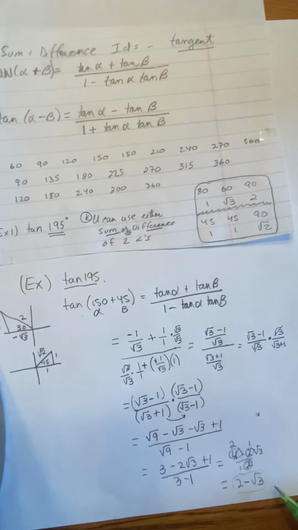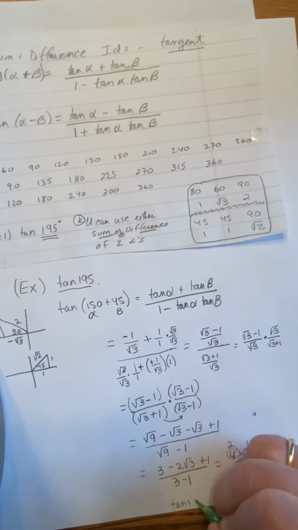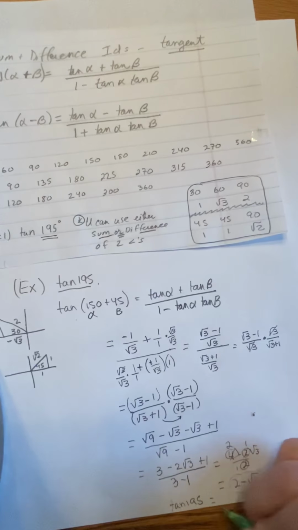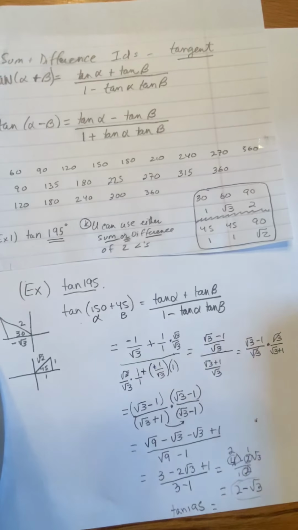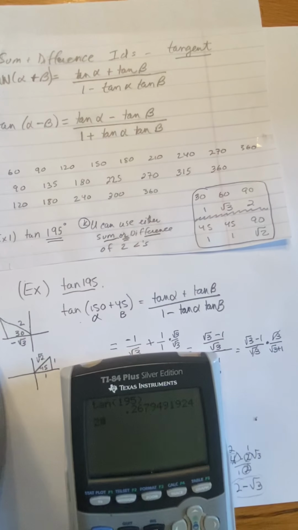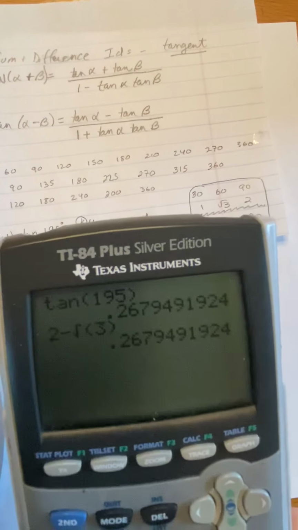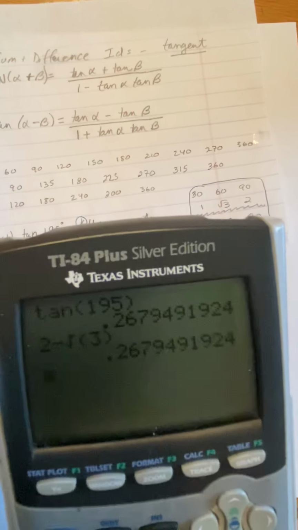We can check this answer by taking the tangent of 195 on our calculator and checking it to see if it's equivalent to that algebraic expression. So let's go ahead and take the tangent of 195, which is 0.67, etc. And let's take 2 minus the square root of 3. And those two answers should agree. That's how you know you've done the process correctly.